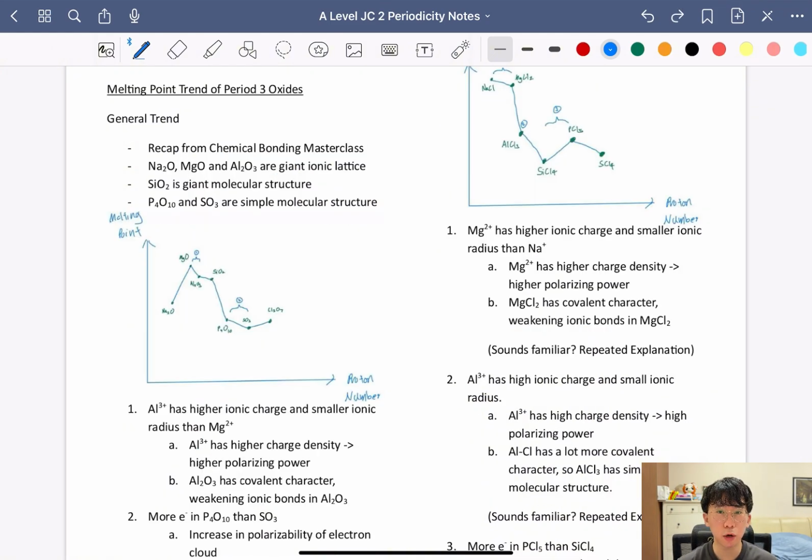Next up, there's melting point trends that you need to take note of in your period 3 oxides. Now again, I must emphasize you need to memorize all this, but you actually can apply some of the concepts that you've already learned in your previous chapters to help supplement this so you don't really have to memorize everything. Well, you're just applying knowledge from your past content.